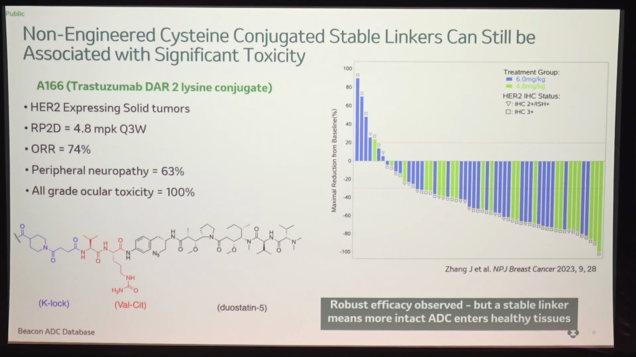And so kind of the take-home here is this robust efficacy is really something that you can attain with more stable molecules, but now you're bringing in more intact ADC into tissues where you weren't driving that much ADC and payload before, and that's leading to new and potentially more severe tox down the road.